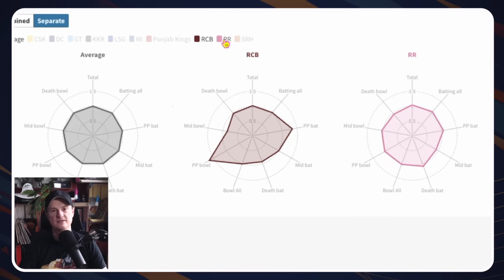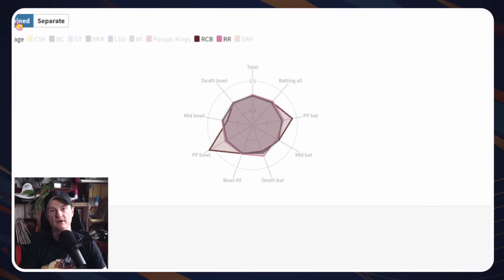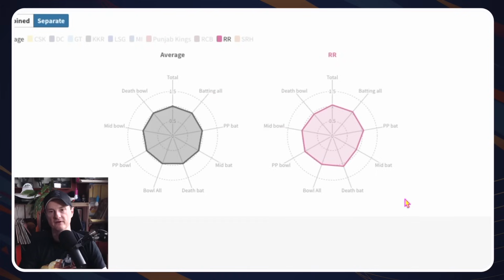All right, let's add the Royals to this, and you can see straight away just a far more normal shape from the Royals. But let's get rid of RCB for a moment, and you can see how it is even more so. Very, very standard from the Royals. They are not particularly bad at anything, but also not particularly brilliant at anything. If I had any issue here, I'd say that their middle order batting is a little bit light.